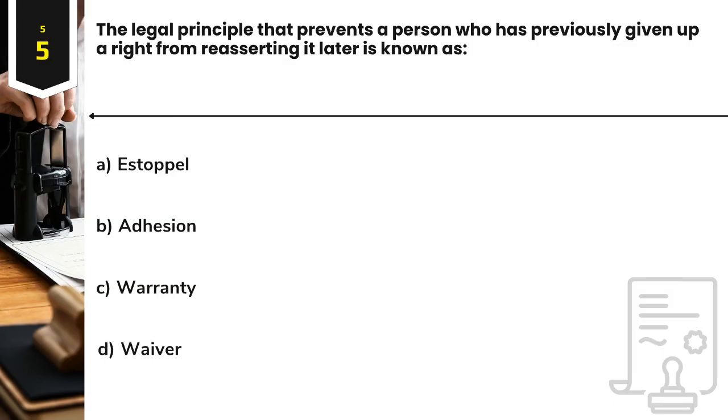Question 5. The legal principle that prevents a person who has previously given up a right from reasserting it later is known as A. Estoppel, B. Adhesion, C. Warranty, D. Waiver.